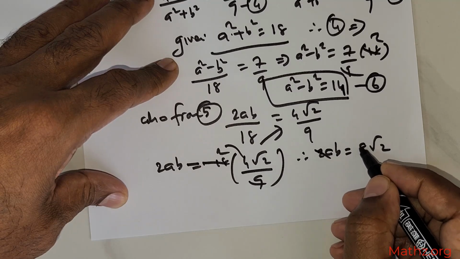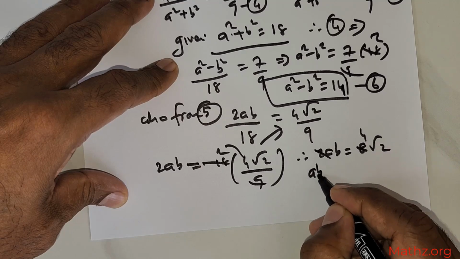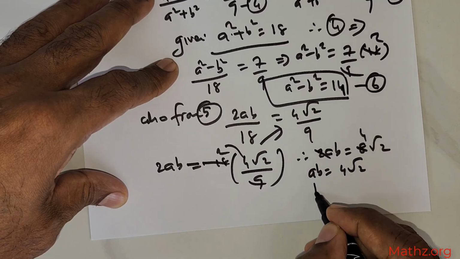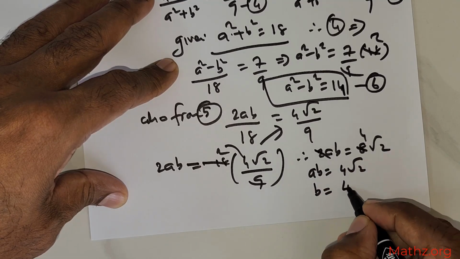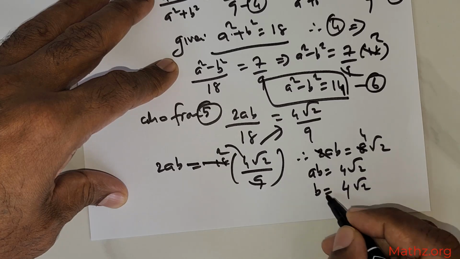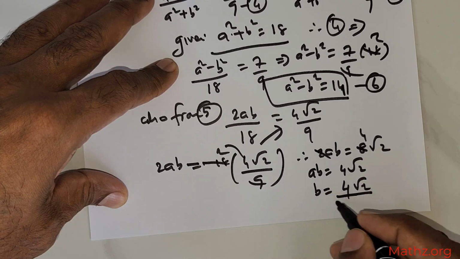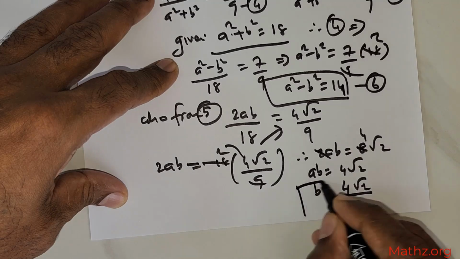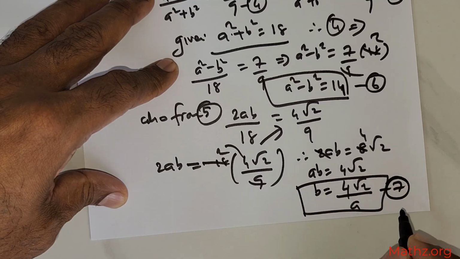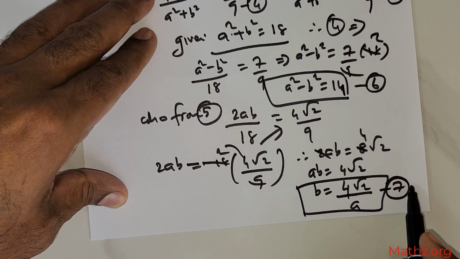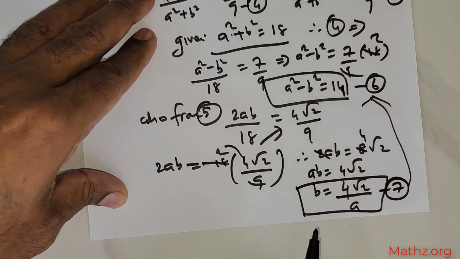So from here 2 divides 8 4 times. So ab is equal to 4 times root 2. So you can extract either for a or b. So I am taking b is equal to 4 times root 2 divided by a. So this one is going to be 7. What I would do is I would take 7 and I substitute it in 6.